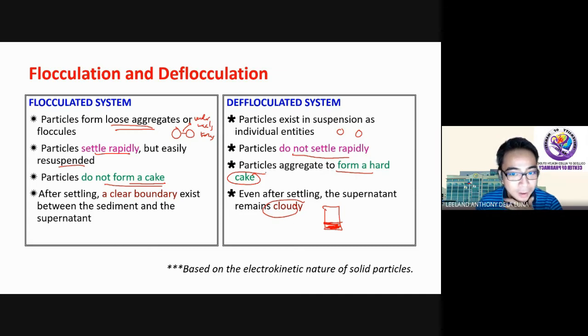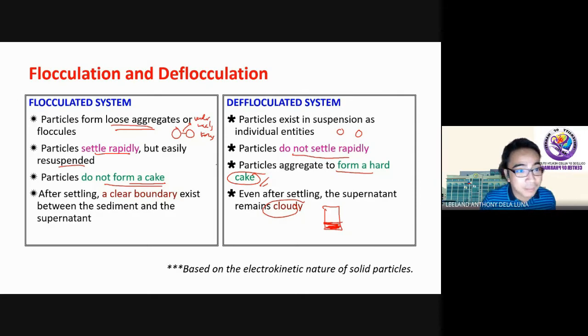Now, between the two class, sino mas ideal? Mabagal nga mag-settle pero nagpo-form ng cake? O mabilis mag-settle pero I can easily redisperse it? So between the two, which one do you think is more ideal? It's a much ideal system to be adopted for our suspensions. Anyone else? Okay. So anyway class, yes, true.